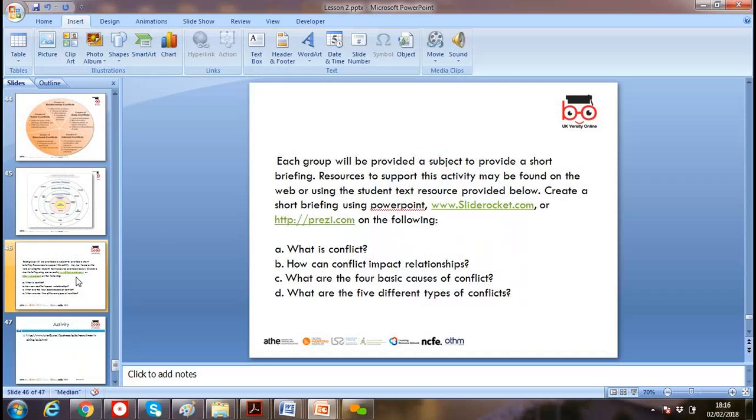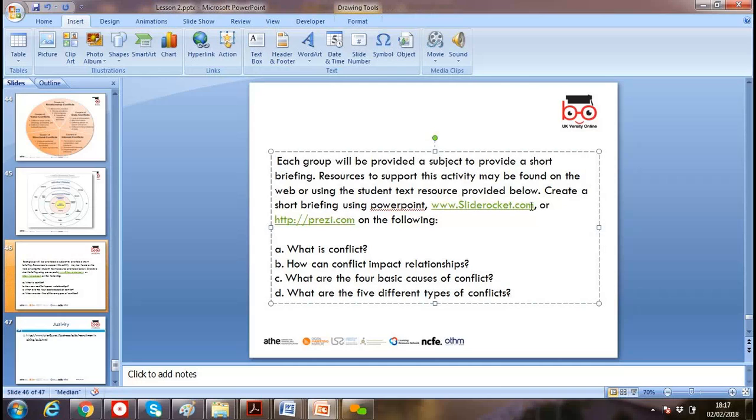Each group has been given a subject to provide a short briefing. So we need to look around. It's quite a good website. Okay. It's like rocket.com, is it? If you just copy it, okay.